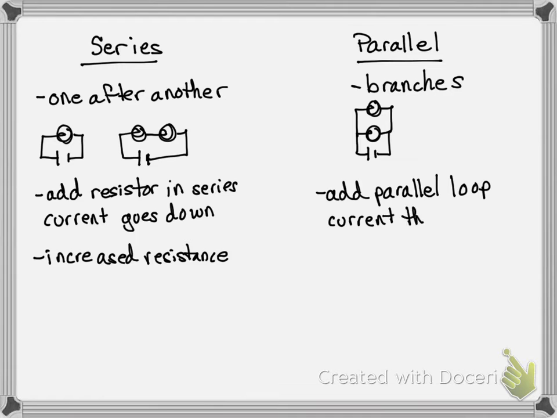For parallel, we've added these in branches or loops. So in this case, there's more than one route for current to get from the positive terminal of the battery. Conventional current flows from the positive terminal of the battery, the long line, to the short line. And there's two routes. You could either take the bottom route or the top route, the way this particular one is drawn.